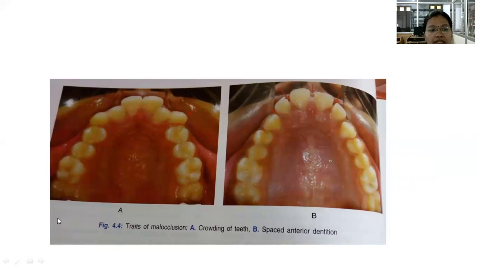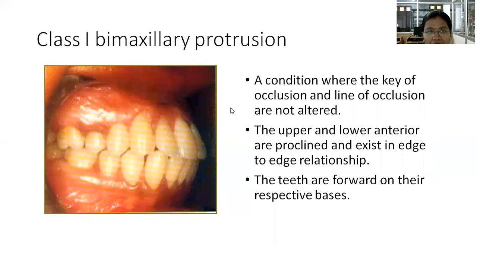This is the crowding. See, the molar relation will be the same, but the line of occlusion is different, isn't it? You don't have a proper line of occlusion. Here you have the maxillary anterior crowding. Again, here there is a spacing. Okay, so this is again a malocclusion.